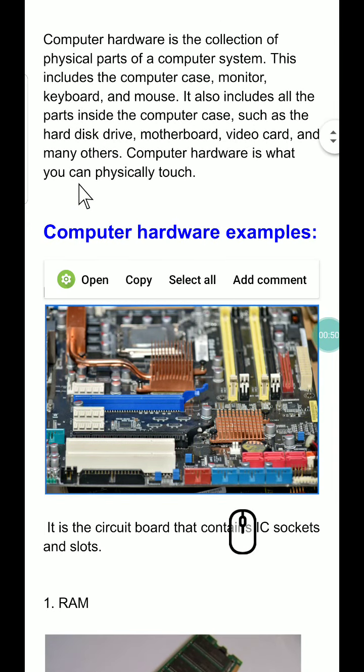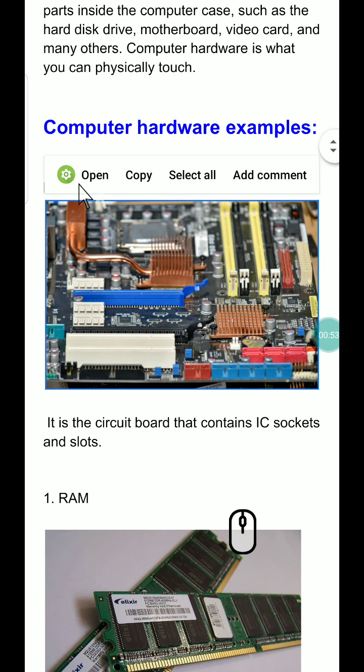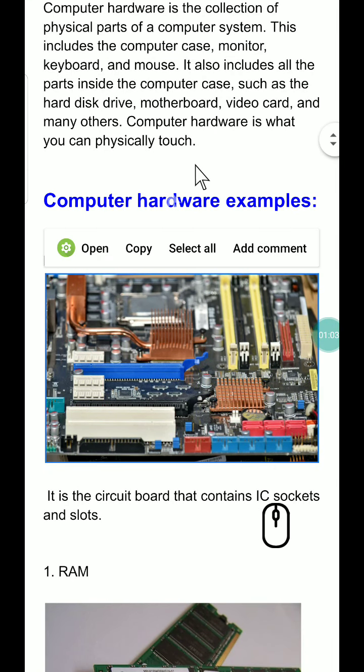So, computer hardware examples. First, we're going to talk about the motherboard. This is how the motherboard looks. This is a circuit board that contains IC sockets and slots. What you see here, I'm pointing, all these are IC sockets and slots. This is an IC socket, this is an IC socket, and these are slots. This is a slot.